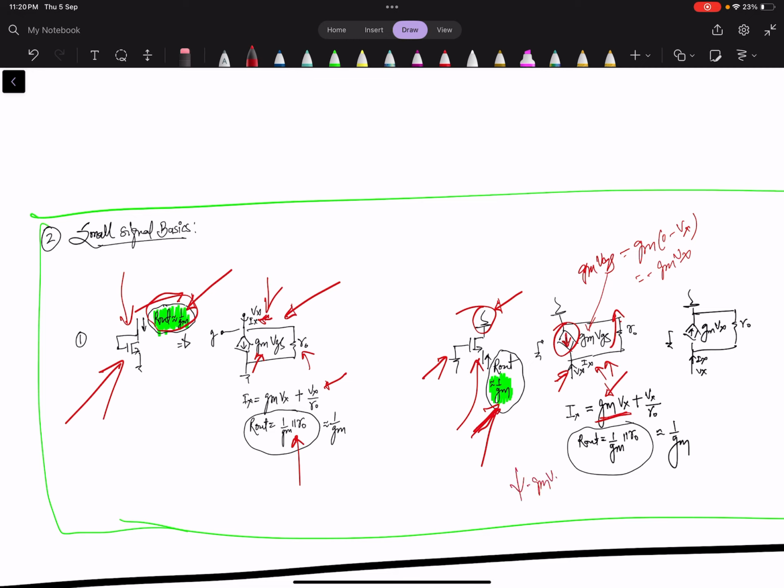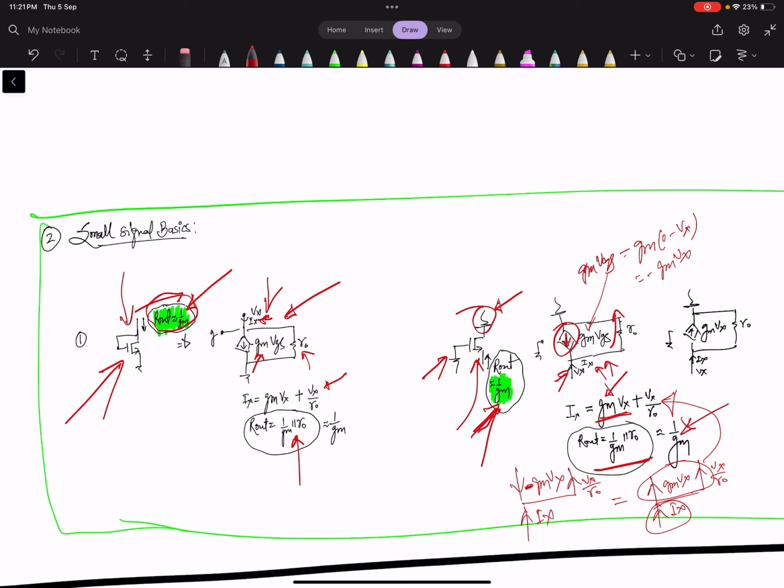Here, minus gm vx, incoming ix, and in this direction it is vx upon r naught, so this is minus. So this will be equal to outgoing gm vx, incoming ix, outgoing vx upon r naught. So one incoming current, two outgoing currents. Because of that, if you see here, the r out is 1 by gm parallel r naught, but approximated to 1 by gm.